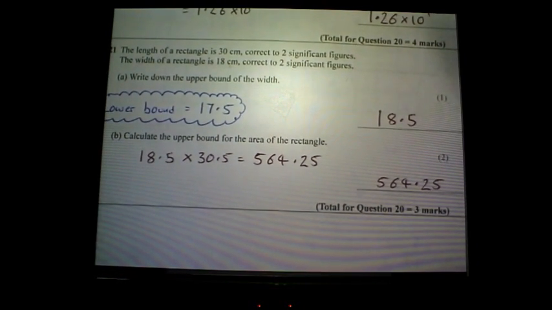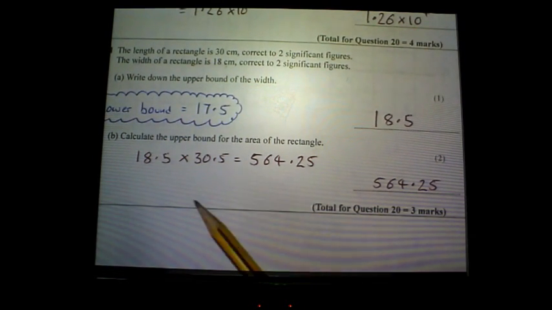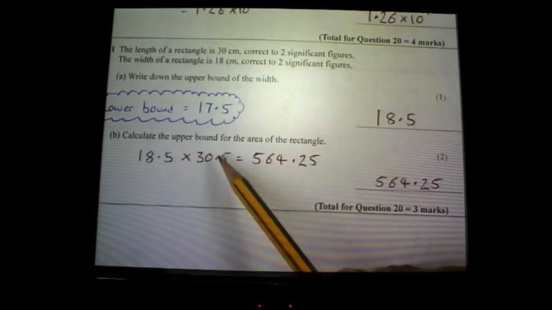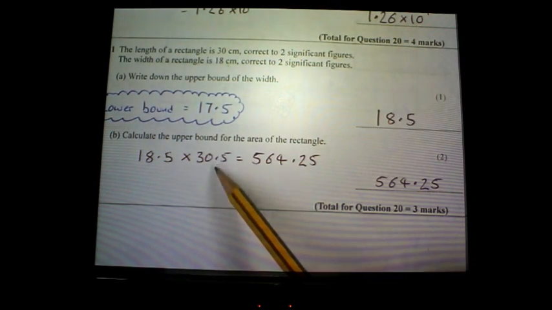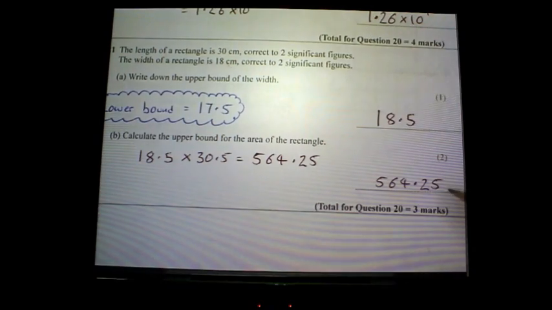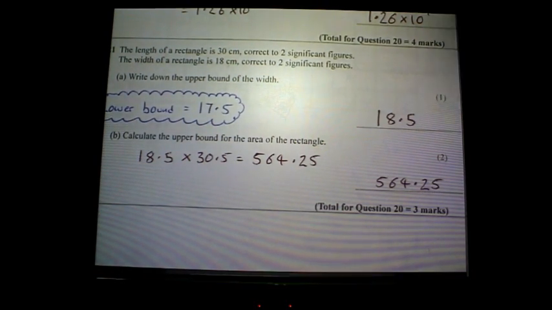Then calculate the upper bound for the area of the rectangle. You need to do your 18.5, because that's the upper bound for the width, times the upper bound for the length, so that's 30.5, and you should get something like that. Show your workings there.